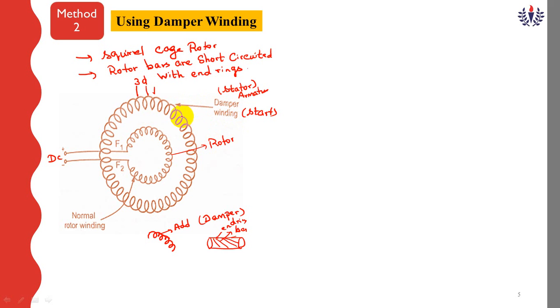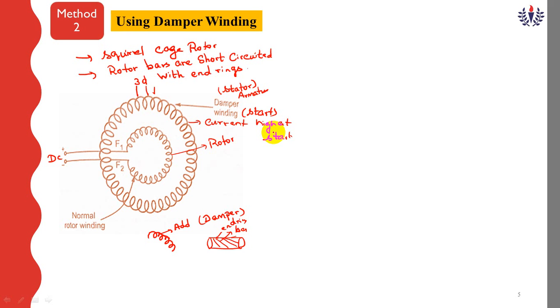In the damper winding, the current value will be very high at the starting position. So to limit this starting current, we use a star delta starter, auto transformer starter, stator resistance starter, or direct online starter. Do you understand this concept?